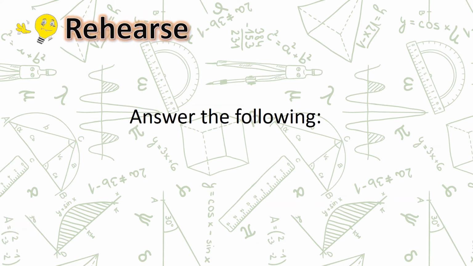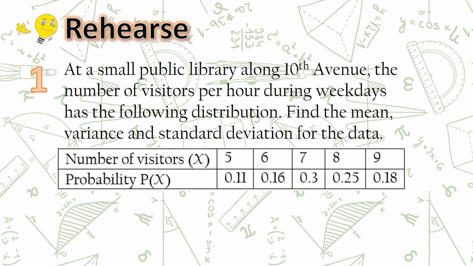This time, let us have some practice exercises. For each item, you will be given 15 seconds so that you will have time to answer the problem. And then play again to check whether your answer is correct. Okay, let us have number 1. At a small public library along 10th Avenue, the number of visitors per hour during weekdays has the following distribution. Find the mean, variance, and standard deviation for the data. Go.